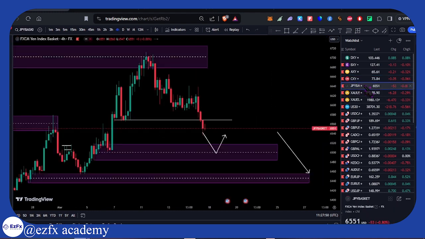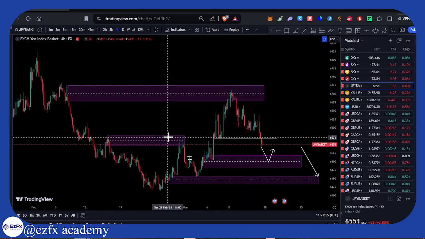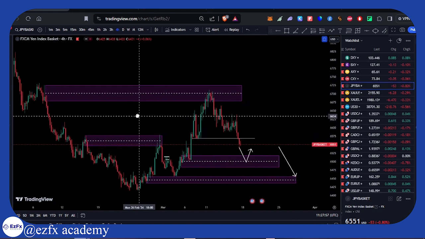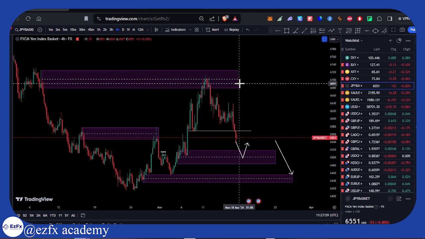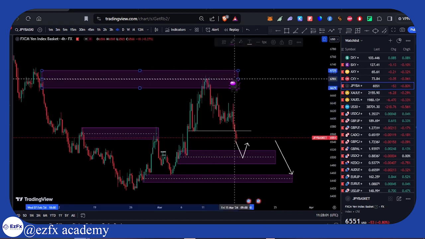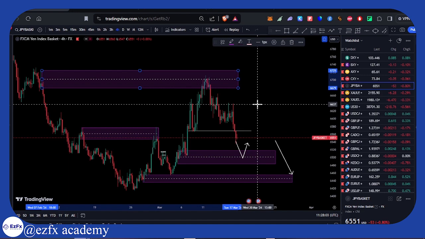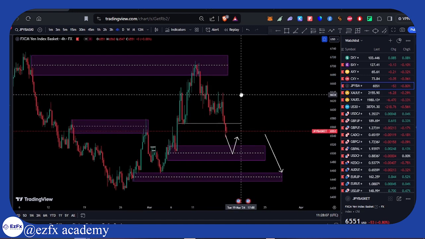Next up, let's look at JPY basket. As you can see, on JPY basket we're expecting a sell-off. I think I gave these two zones as probable zones, and we got to see that price played out quite well from this second zone that we marked out here, between 6725 and 6679.